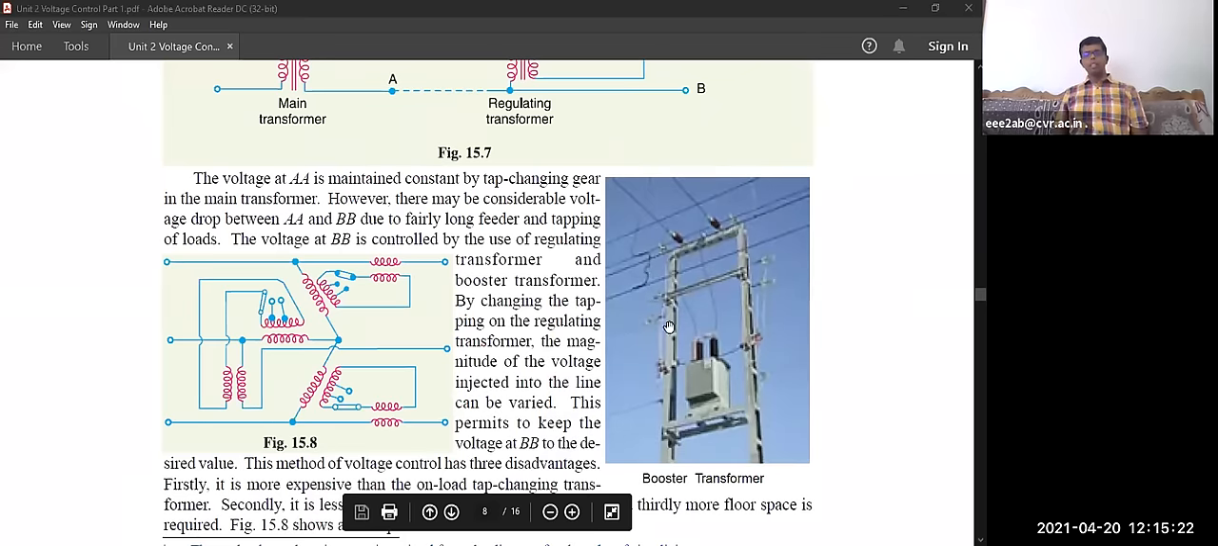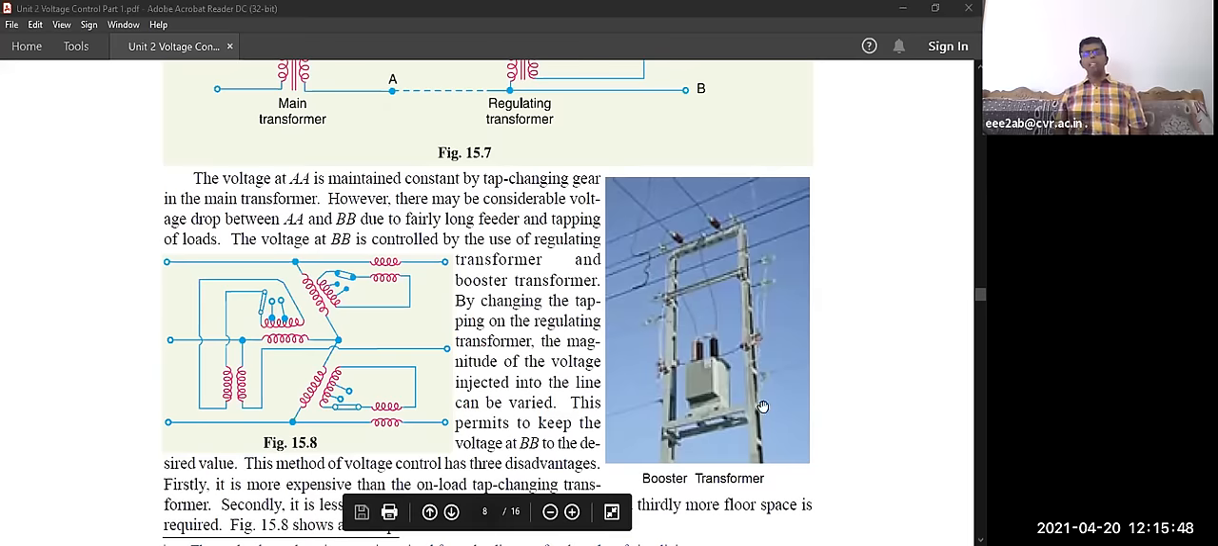So here is the figure of the booster transformer. You will find this booster transformer either in the substation or sometimes in farther places. If you go to deep villages, you will find this. Apart from the distribution transformer, you will find this kind of booster transformer also.